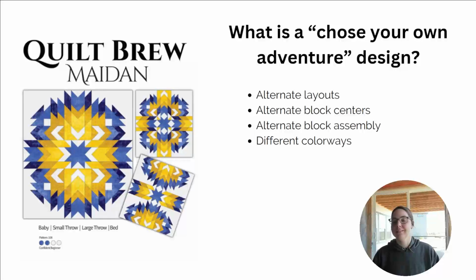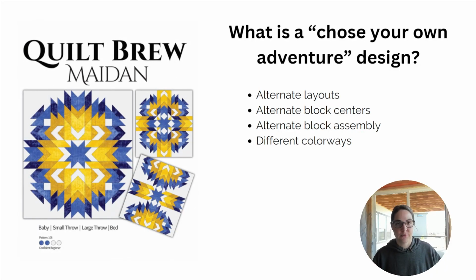So what exactly is a choose your own adventure design? Well, there's lots of things that can make it that way. Some examples of this are alternate layouts. So that's what you see over here in the example that I have. She's got basically 4 or 5 different base block elements, right? And depending on which ways you rotate them when you're doing the final assembly, you get a completely different quilt. It's pretty cool stuff.